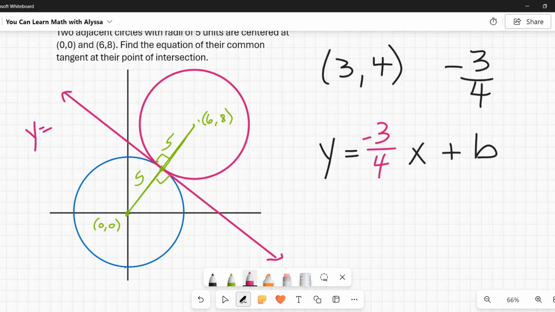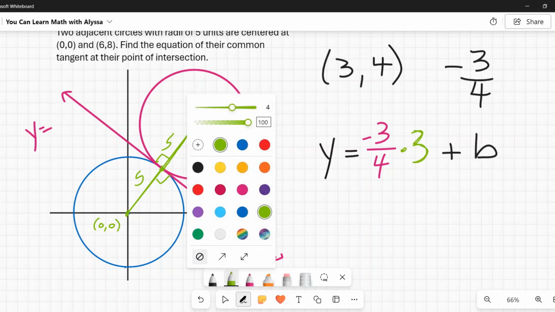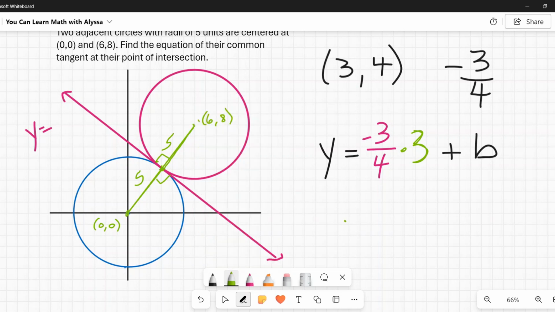I need to solve for b. I don't know it yet. I can get an approximate by looking at the graph, but this graph is not perfect, so I can't just look at that graph and say this is the y-intercept. I need to plug in an x and a y, and then I can solve for b. I have that x and y. I'm going to plug in my 3 for x. Make that a little thicker. Come on. There we go. And then I'm going to plug in my 4 for y.